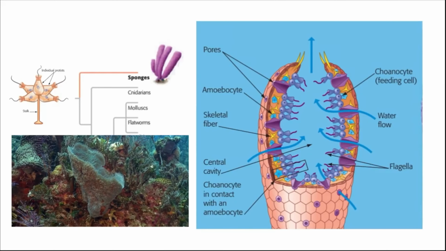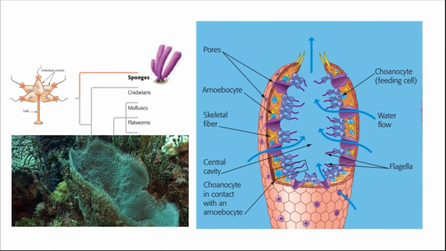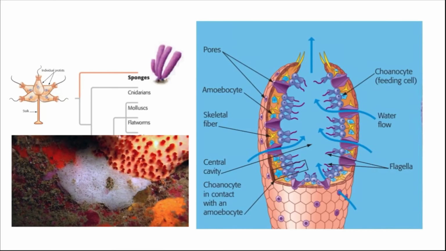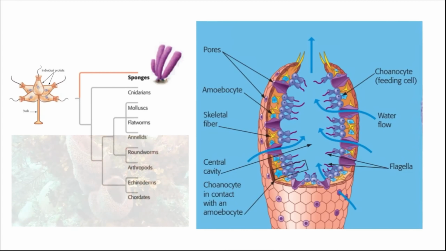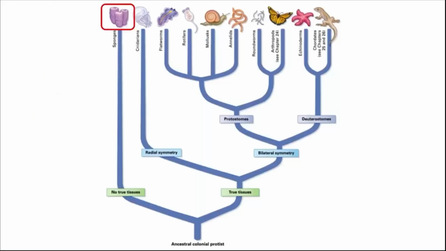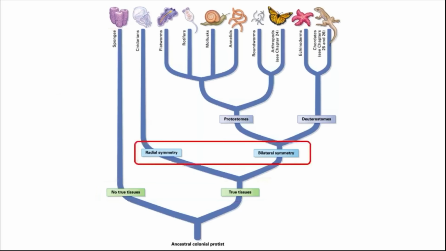Maybe you've felt a natural sponge and used one in your home to clean things with. Well, that's the leftover skeletal fibers of a sponge. Sponges occur in marine and some freshwater habitats all over the world. What separates sponges from the rest of the animals is the fact that they don't have true tissues. The group of animals that have true tissues can be split into two groups. One is the group that has radial symmetry, and the other is the group that has bilateral symmetry.